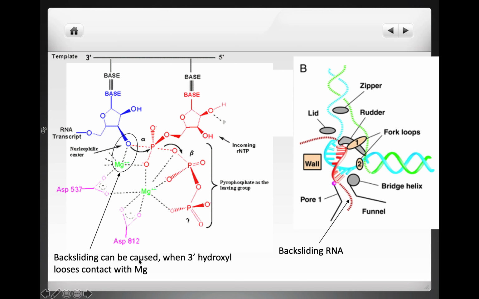Backsliding can be caused when the 3' hydroxyl loses contact with the magnesium, as you can see over here. What happens is that when it should be going forward, it basically goes back, so it gets stuck in the funnel. Imagine that you are pouring something, and it should go through the funnel, but it goes back up. That is actually what happens with backsliding.